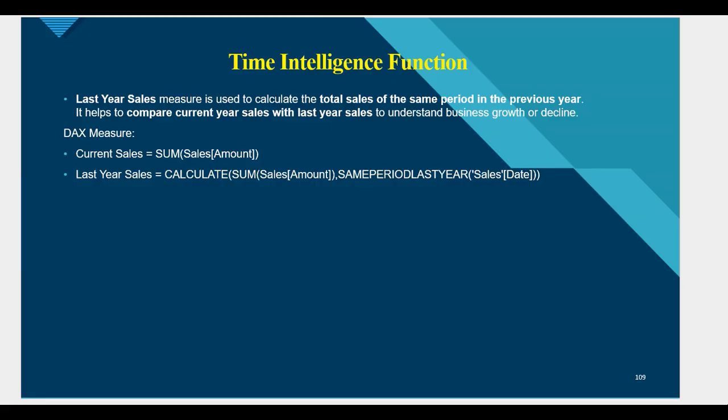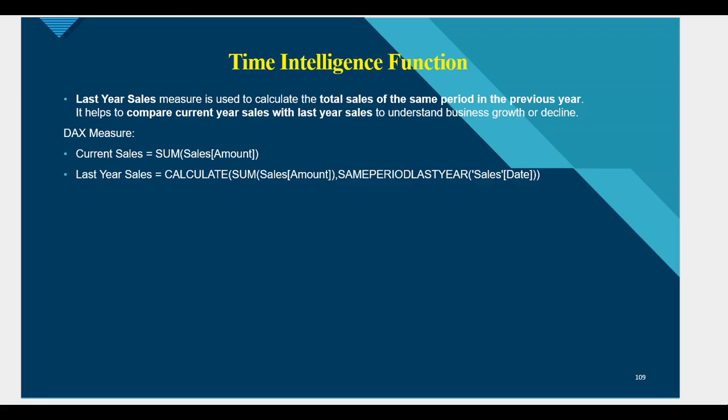Hello everyone. In this session, I am going to explain about time intelligence functions. Here I am calculating the current sales and last year sales. The last year sales measure is used to calculate the total sales of the same period in the previous year. For this we have to use SAMEPERIODLASTYEAR, which is a time intelligence function.